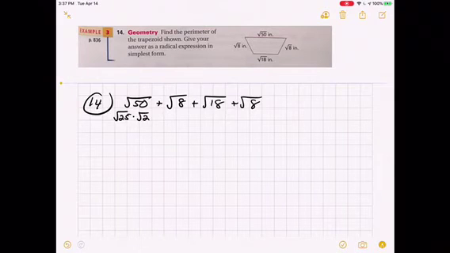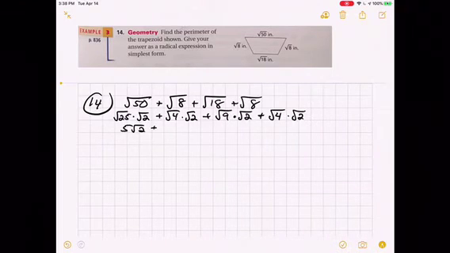So the square root of 25 times the square root of 2 for the square root of 50. Square root of 4 times the square root of 2 for that square root of 8. Square root of 9 times the square root of 2 for that square root of 18, and then another square root of 4 times the square root of 2 for the last term. Let's simplify those. 5 times the square root of 2 plus 2 times the square root of 2 plus 3 times the square root of 2 plus 2 times the square root of 2.